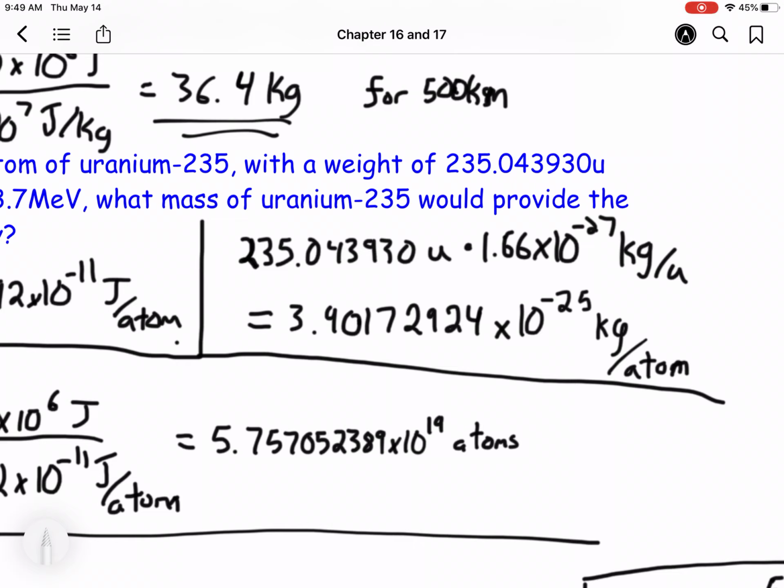So now I can take this 1600, so this is the total energy we need, and divide it by this 2.7792 to 711. That's how many joules per atom. And it gives us this 5.75 times 10 to the 19 atoms. Okay, that seems like a lot of atoms. It's 5.75 times 10 to the 19 atoms. Okay, 10 to the 9 is billion, 10 to the 12 is trillion, so we're well beyond trillion, right? Okay, it's a lot of atoms.